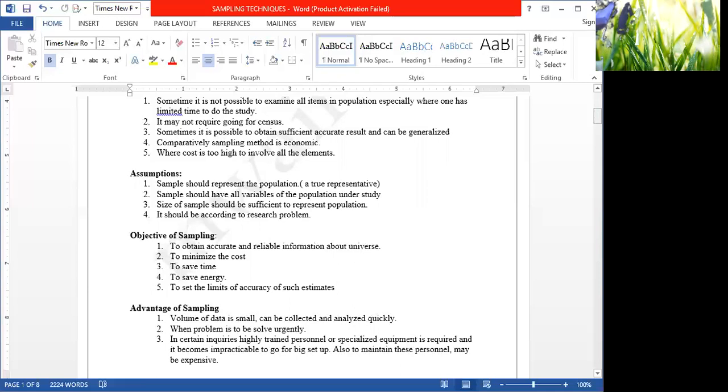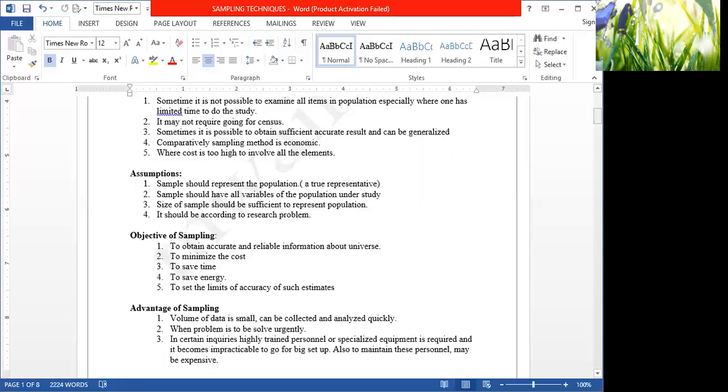The sample itself should also consider the variables of the population. Let all the elements, or rather the characteristics depicted by the population, be seen in your sample, so that again it will act as a true representative of that particular population that it is representing.